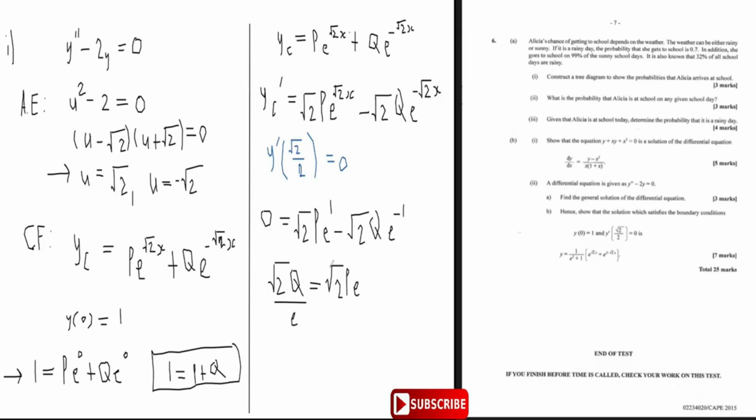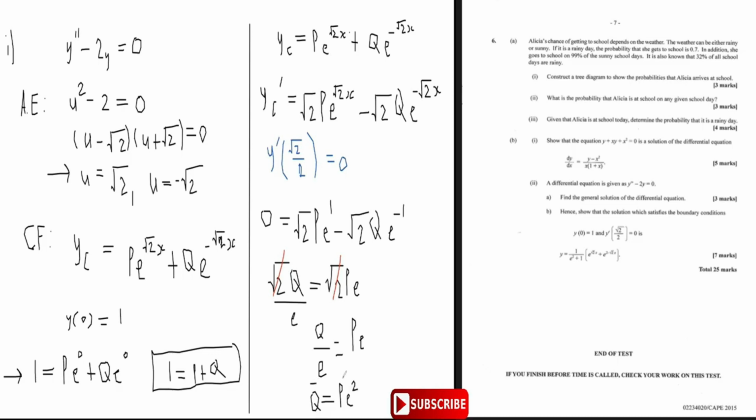So clearly, these root 2 are going to cancel each other. So this root 2 cancels this root 2. And so the equation that I'm left with is Q over E is equal to P times E. All right? So Q over E is equal to P times E. Right? So if I cross multiply, I'm getting that Q is equal to P times E square.